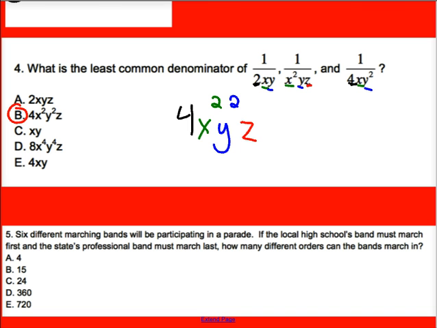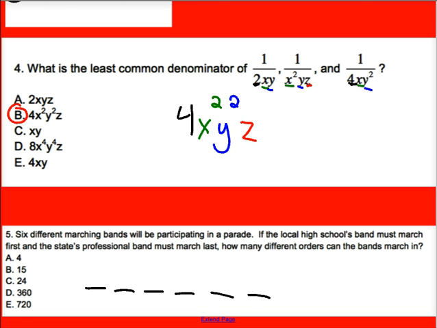Number 5, 6 different marching bands will be participating in a parade. If the local high school's band must march first and the state's professional band must march last, how many different orders can they march in? So we have 6 bands: 1, 2, 3, 4, 5, 6.